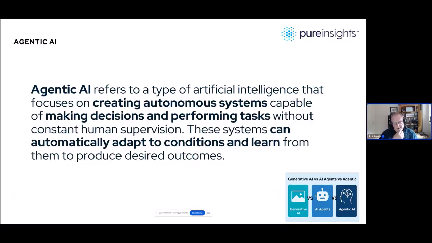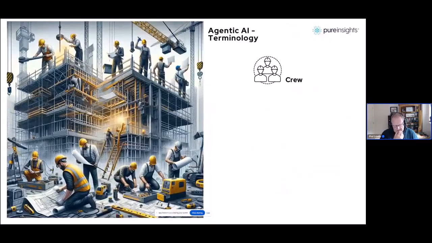So just some terminology. This is one of the agentic AI frameworks uses terminology like crews. So a crew is just a collection, essentially, of agents. And there can be as many agents as you want. You can have one agent that tries to do everything, or you can have multiple agents which are specifically tuned to each of their job functions.